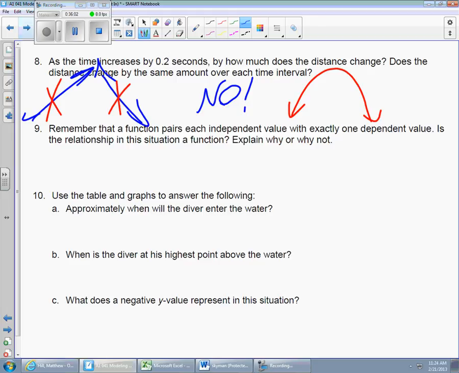And then let's look at number 9. Remember that a function pairs each independent value with exactly one dependent value. Is the relationship in this situation a function? Why or why not?